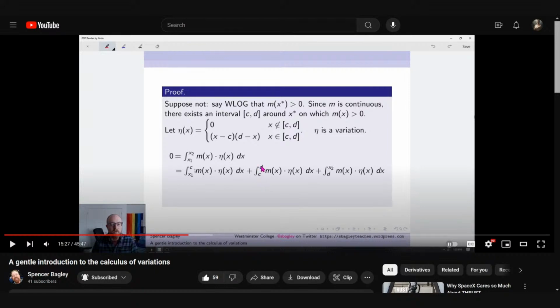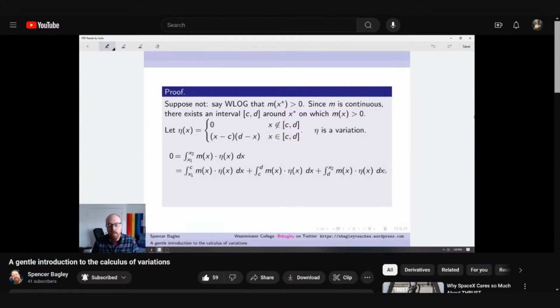From c to d, we have concluded that m of x is above 0 and eta is above 0. So this is non-zero. Eta is 0 before c. Eta is 0 after d. So these two are 0. So this must be non-zero, yet we assumed it is 0. So we've reached a contradiction.